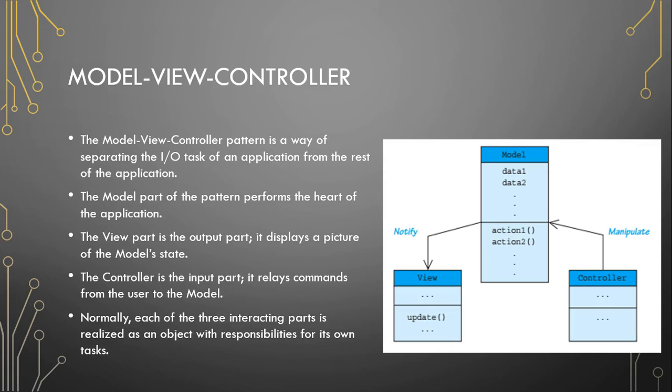Now, normally each of these three interacting parts is realized as an object with responsibilities for its own task. So, for example, if I use the example of video games we talked about earlier, the controller might be a keyboard class that just gets input from the user. Then the model would be the actual algorithm that computes what the keyboard is generating, and then the view would be the code to render it. So it might be like a scene generator.